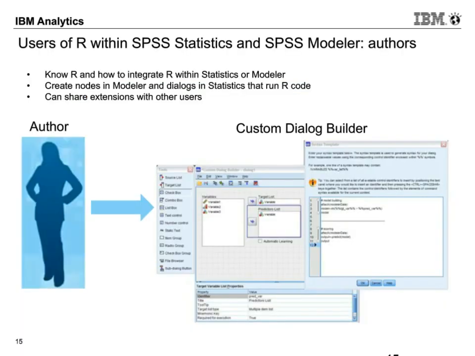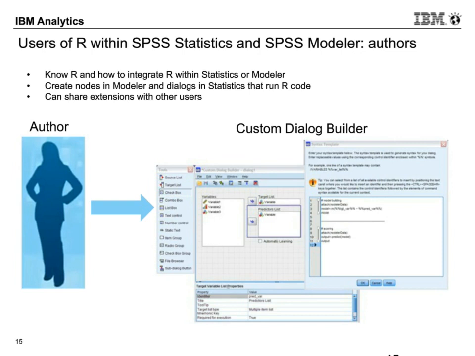So let's look a little more at the personas of people who are using the way people use R with statistics and with SPSS Modeler. First of all, there will be the authors, the people who know how to use R or possibly one of the other programming connections that we have available, and know how to integrate it within statistics or Modeler using the APIs that we provide. So they can create nodes in Modeler, or they can create dialogues with the custom dialog builder in statistics and have them running R code.